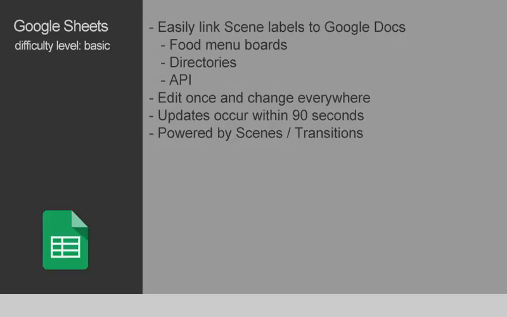In this quick tutorial, I'm going to show you how to use Google Sheets and link labels directly from a scene into a Google Doc. Now this is really powerful since it allows you to very easily edit many text labels, for example for food menu boards or directories, and the update occurs within 90 seconds, so it's essentially real time.